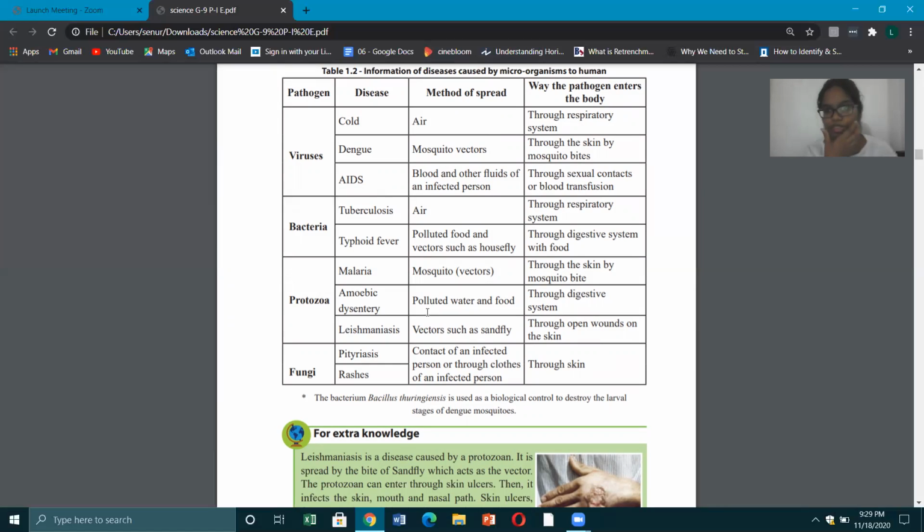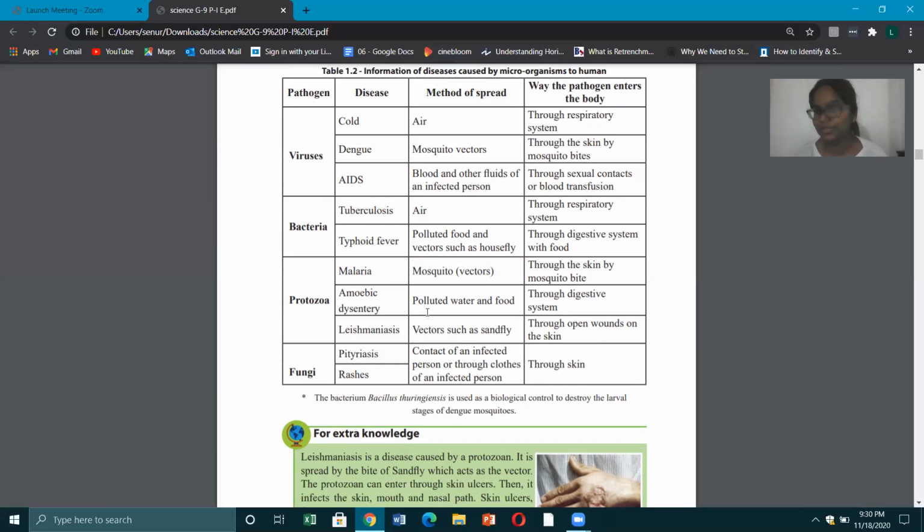It's the same with COVID-19, the coronavirus. That's why we are advised to wear masks. When I sneeze and I have a cold, and there's someone in front of me, how does the pathogen that was inside me enter my friend's body? Through the respiratory system. Another one is dengue. The method of spread is mosquitoes, by mosquito bites.